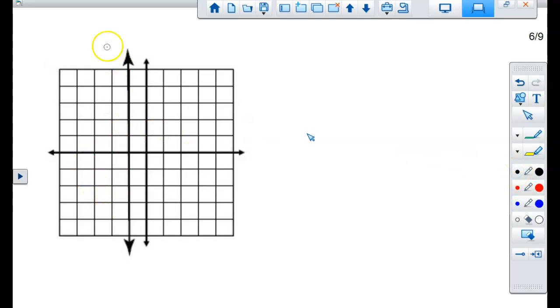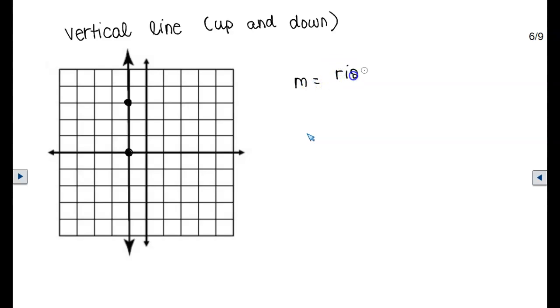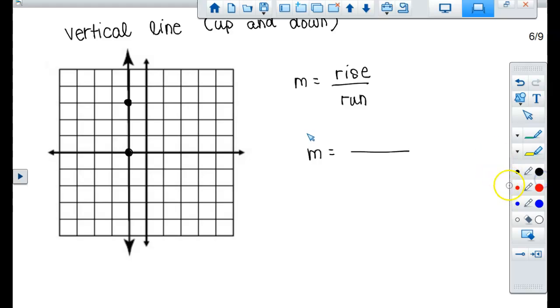Okay, so now let's go to this line. Notice again, no dots on it. This time what we have is a vertical line. And I want you to notice that this vertical line goes up and down. Up and down. Now there are no dots on it, so I'm going to go ahead and come over here and pick out a couple of dots. And then I'll get myself ready to talk about the steepness of this line. Slope is rise over run. So I'll get my fraction bar all set up and get ready to go.